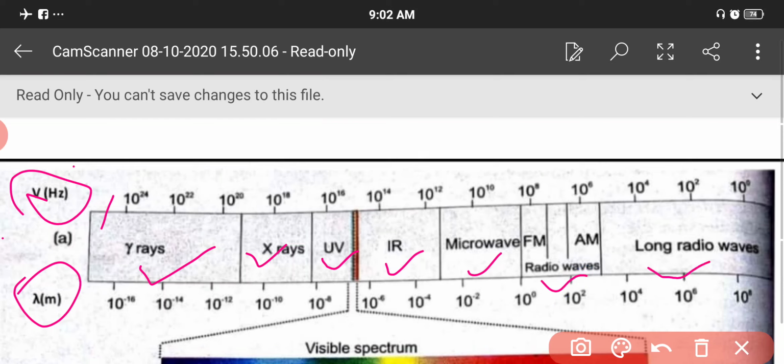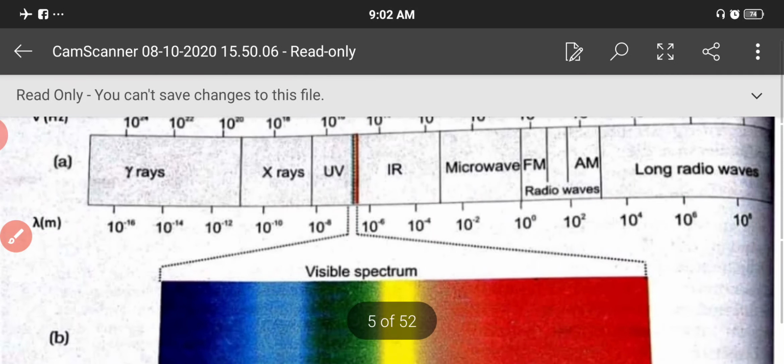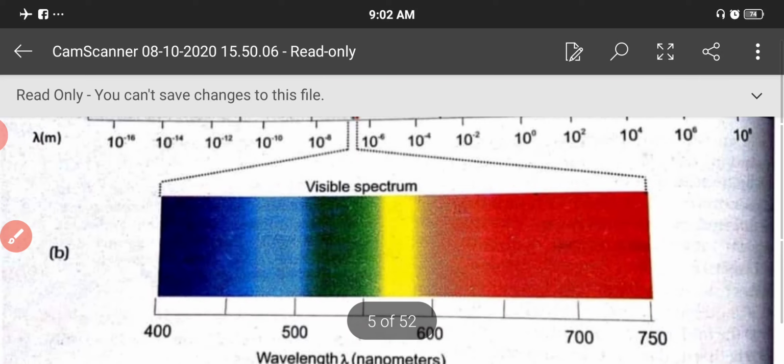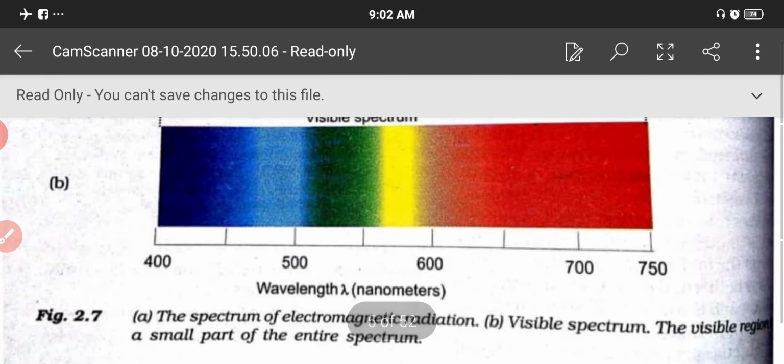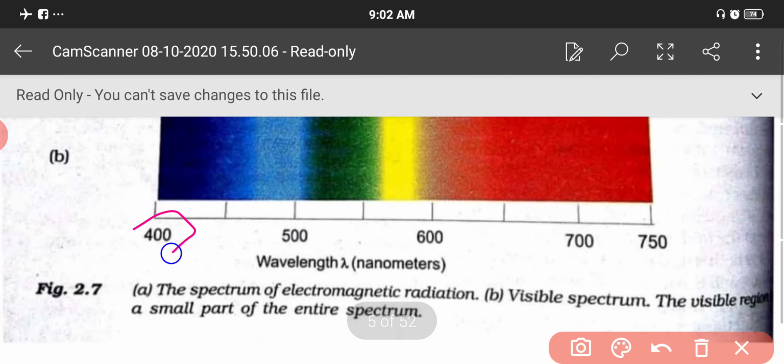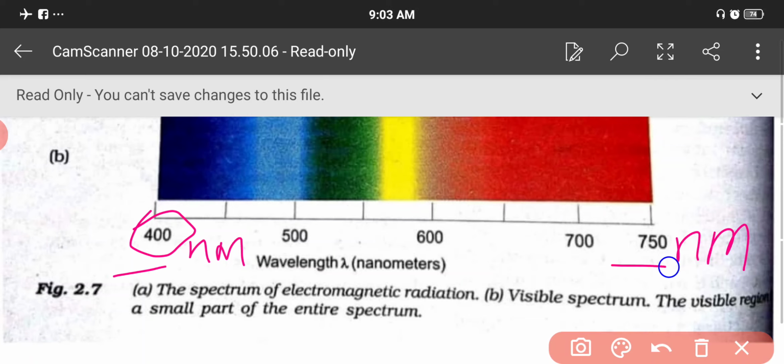So these are the regions of radiation. Okay, different. Here it is the visible region. So see, it is the visible spectrum having wavelength 400 to 750 nanometer. The region for visible light is 400 to 750 nanometer. Remember this for an MCQ.